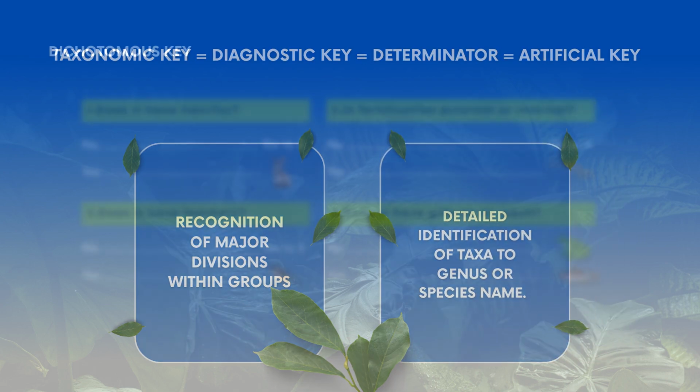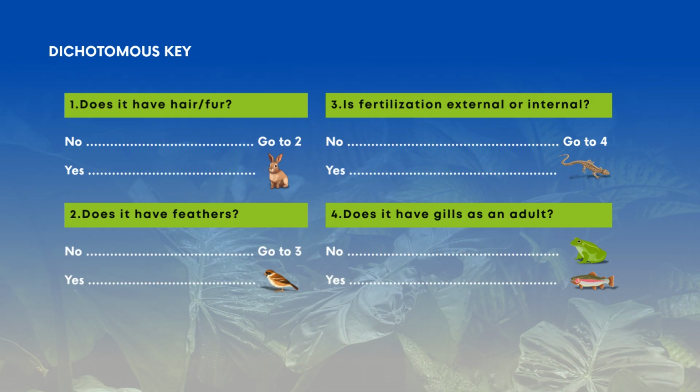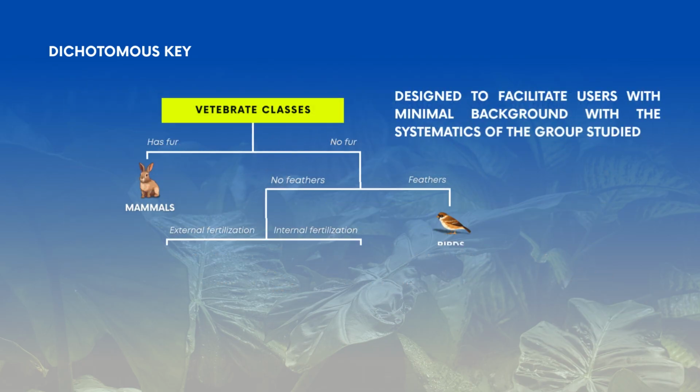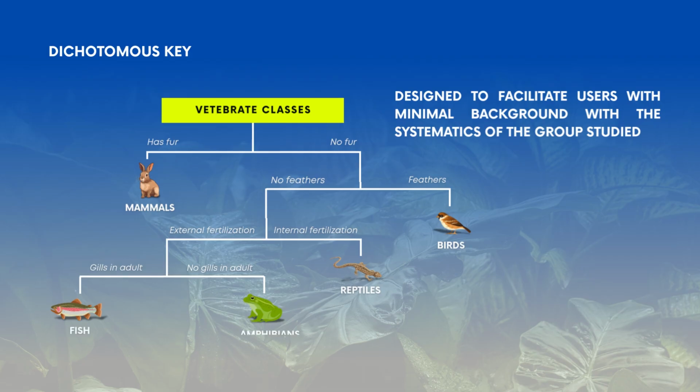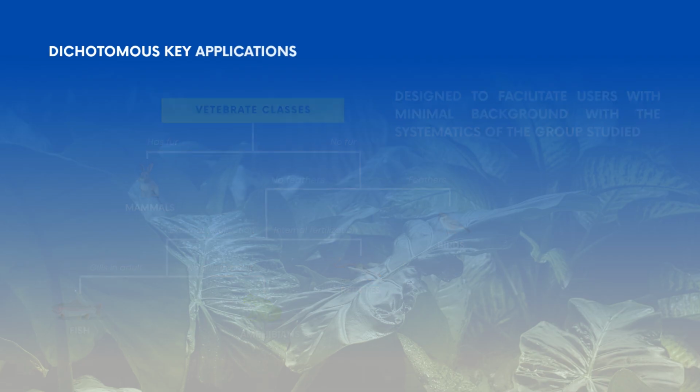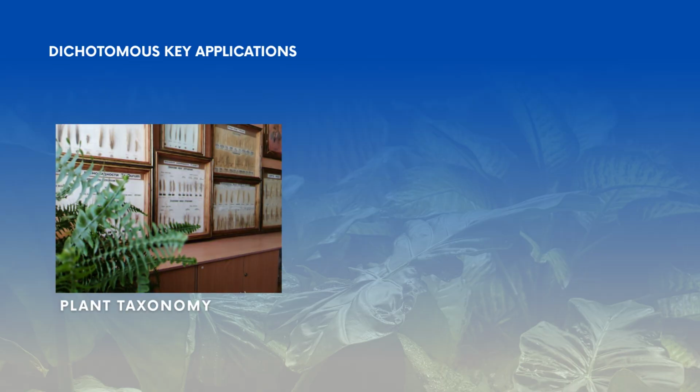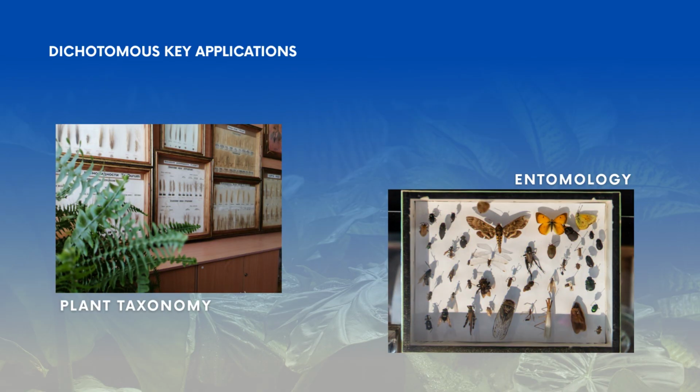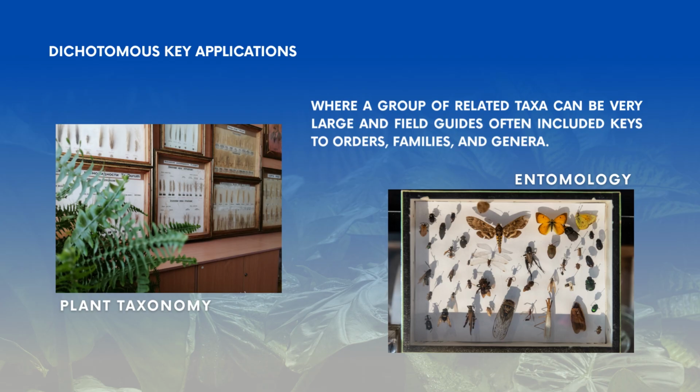The dichotomous keys are usually heavily illustrated and designed to facilitate users with minimal background with the systematics of the group studied. As for the application, the keys were extensively developed in plant taxonomy and entomology, where a group of related taxa can be very large, and field guides often included keys to orders, families, and genera.